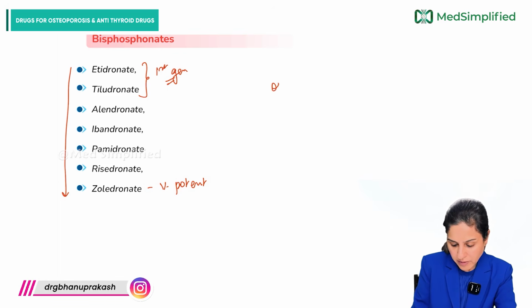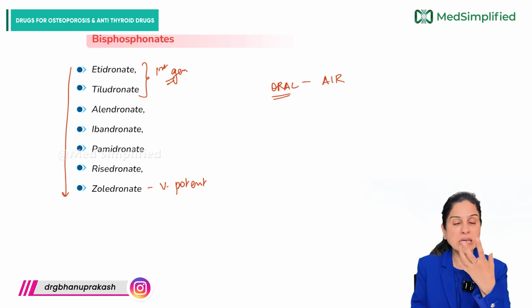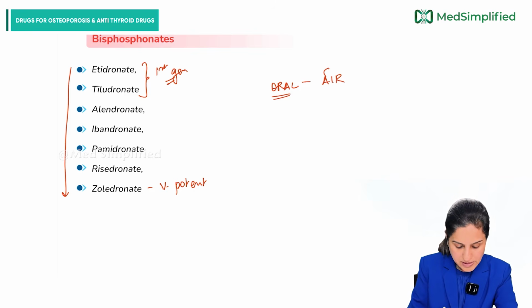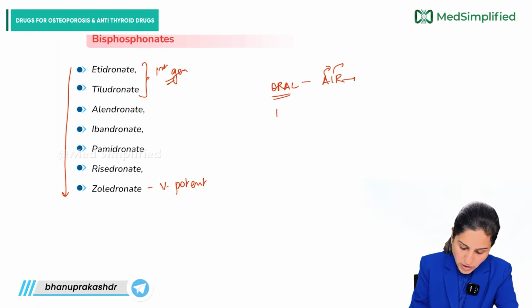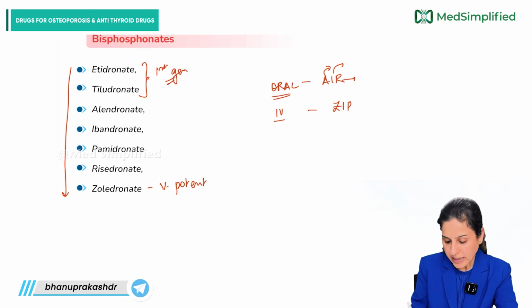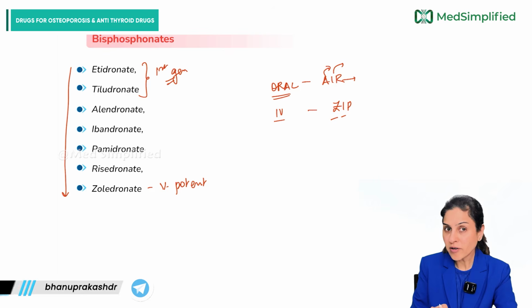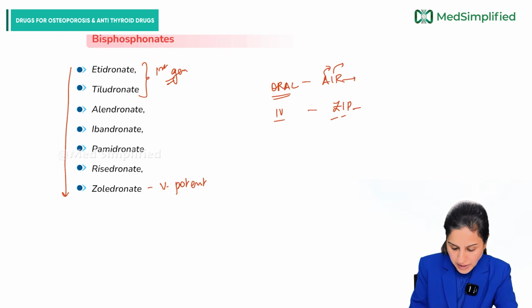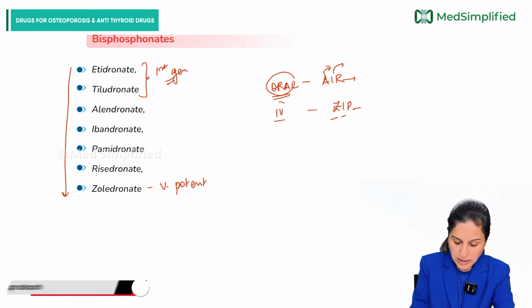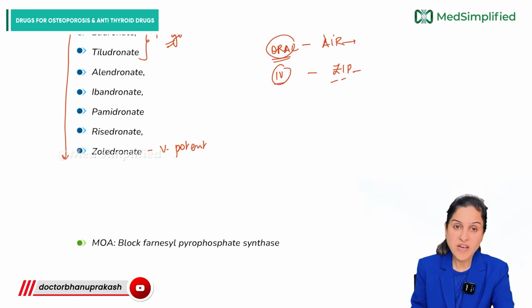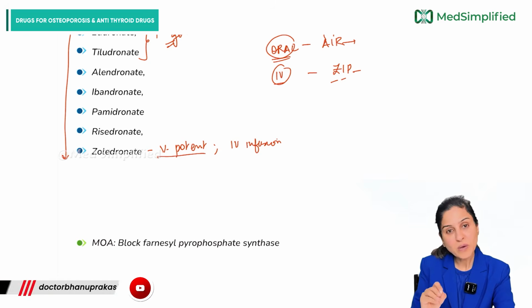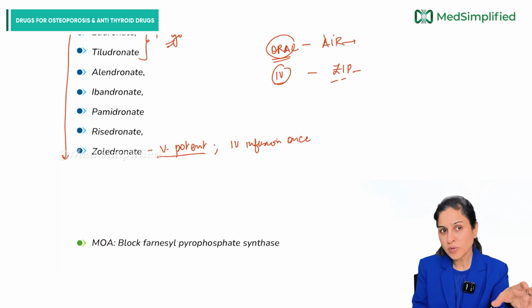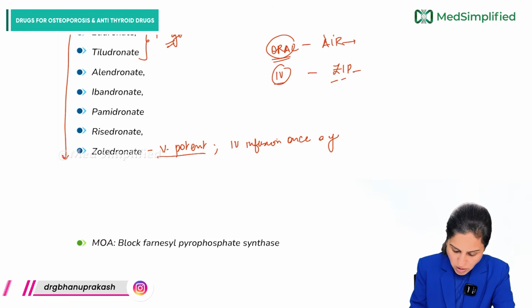A few drugs are given by the oral route. Remember the mnemonic AIR. We breathe air. For the oral route, A is alendronate, I is ibandronate, and R is risedronate. Then for the IV route, you can remember ZIP: zoledronate, ibandronate. Ibandronate is given by both oral as well as IV route, and P is pamidronate. So remember the oral and IV drugs. Zoledronate is a very, very potent drug, and you can give the IV infusion only once a year. It accumulates in the bone and gradually produces its effect. That is how potent this drug is.